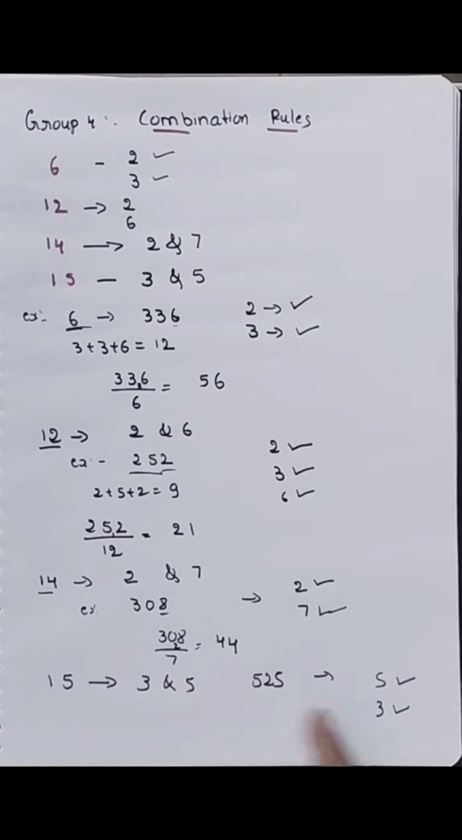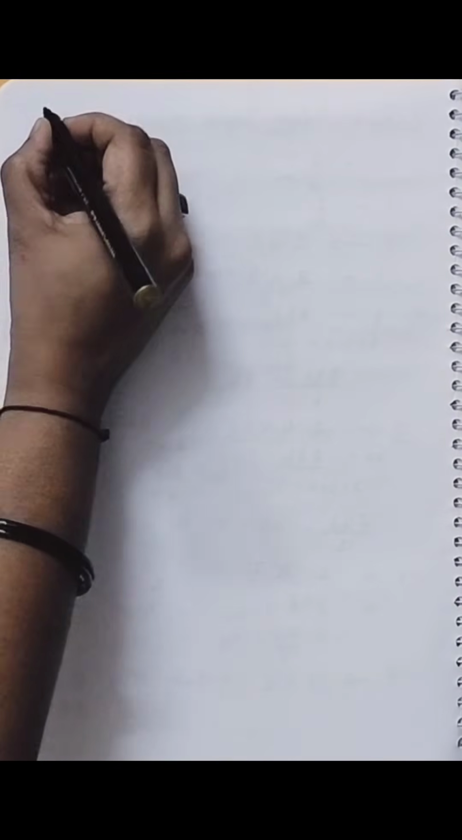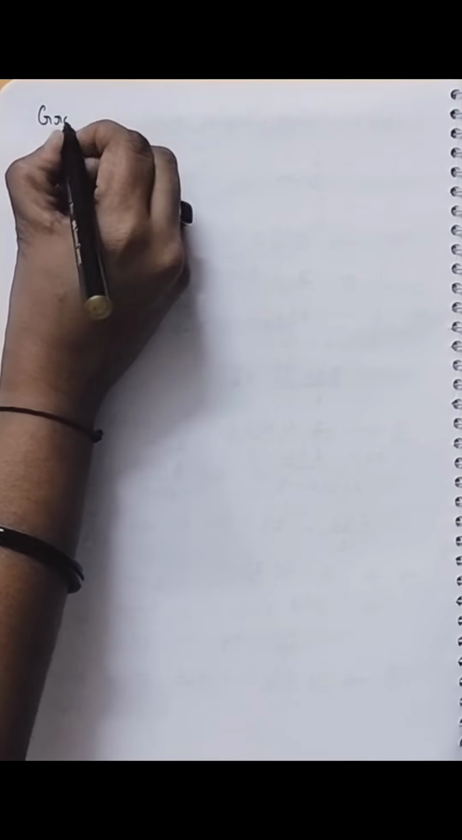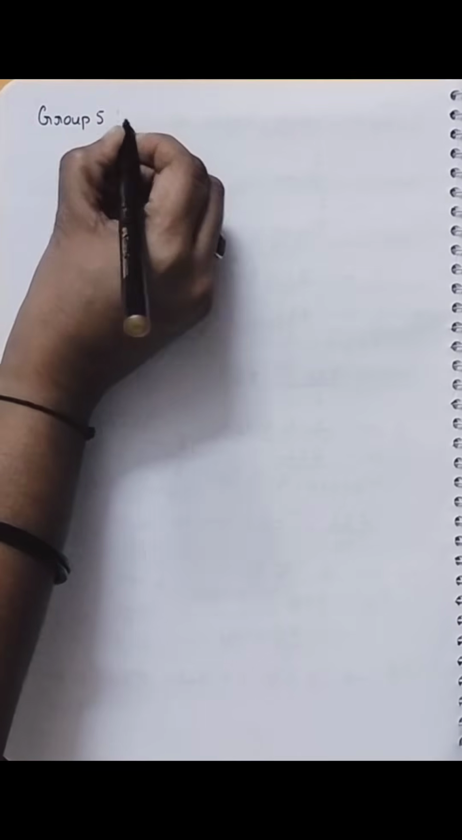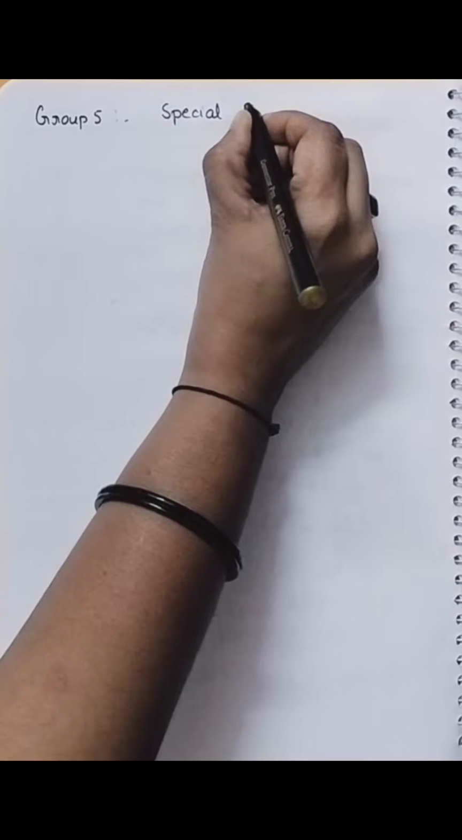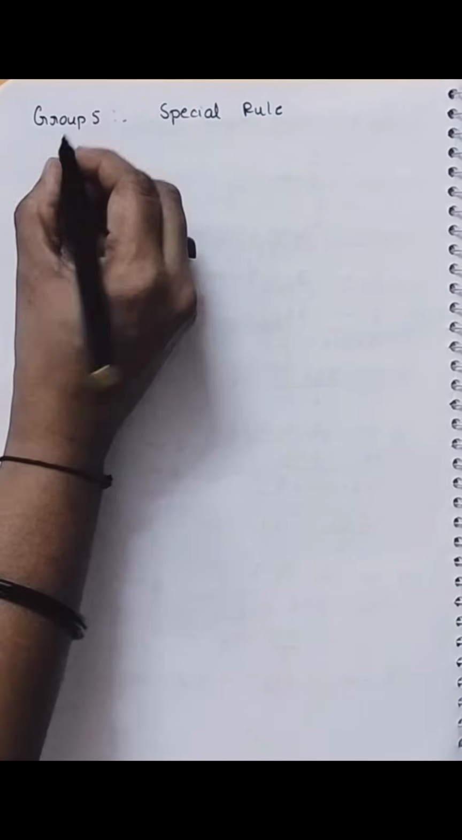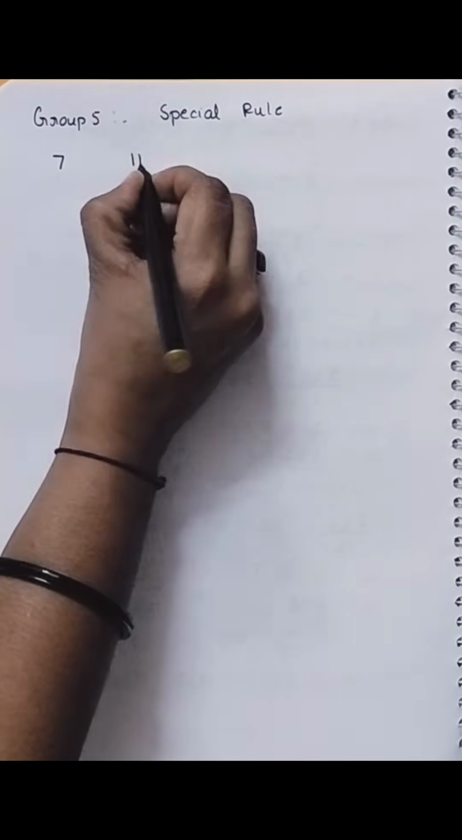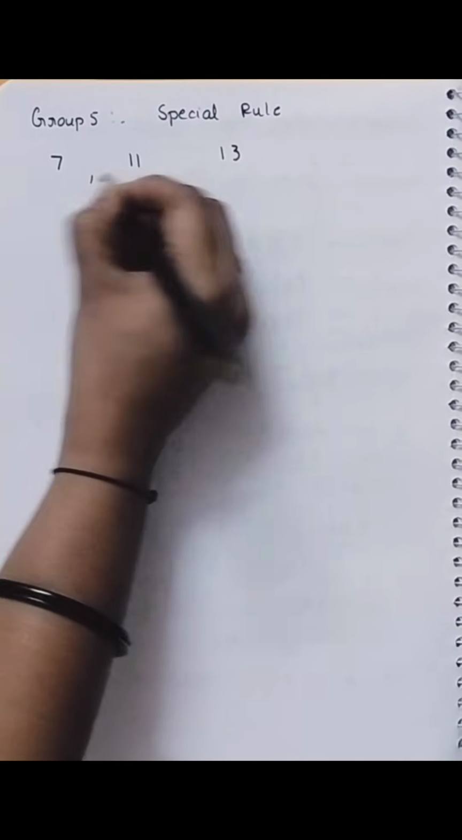So since the number is divisible by 5 and 3, this number is divisible by 15 also, by the combination rules. Next is group 5, that is the special rule group or special group. The numbers that come under it are 7, 11 and 13. So we'll understand them separately.